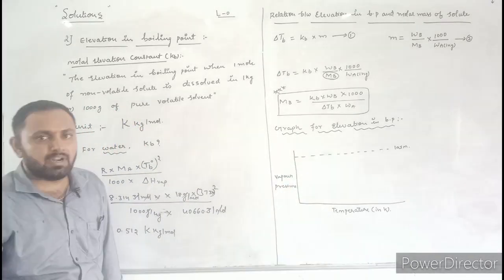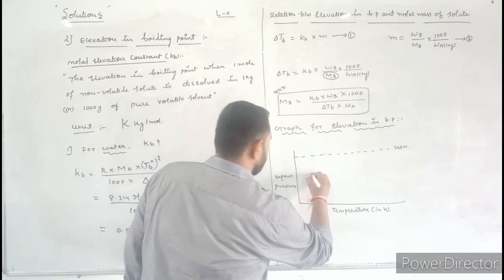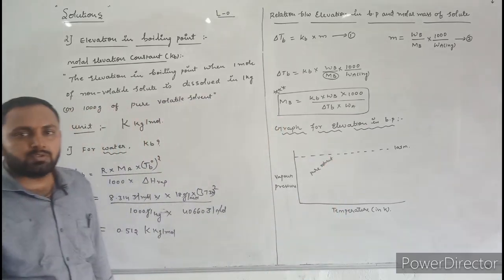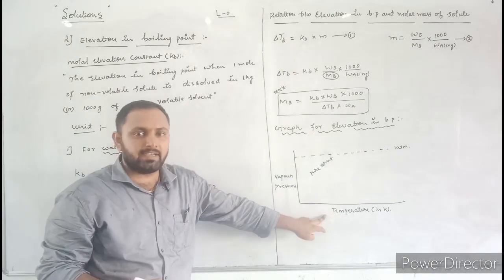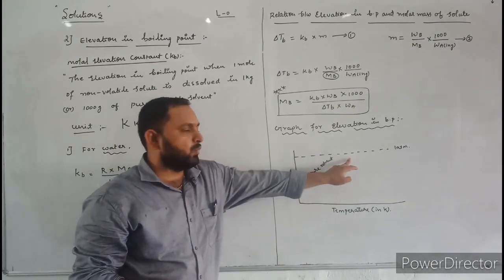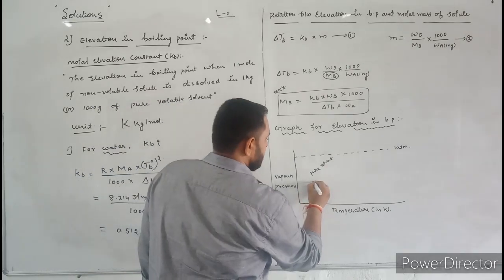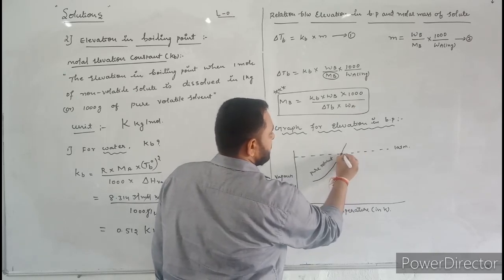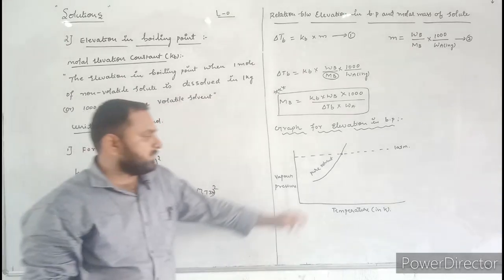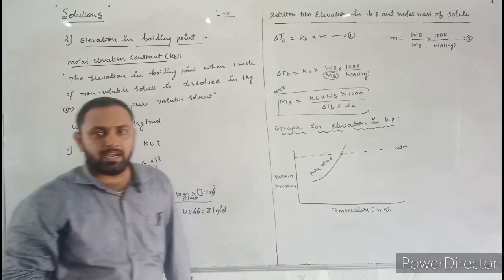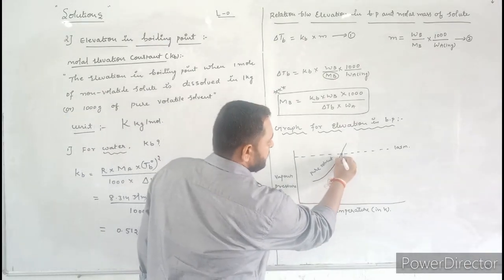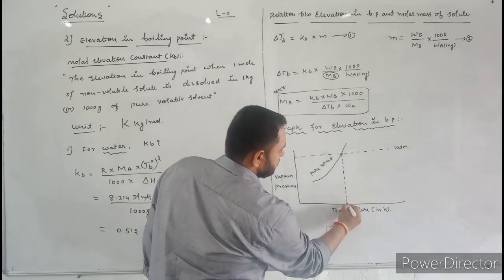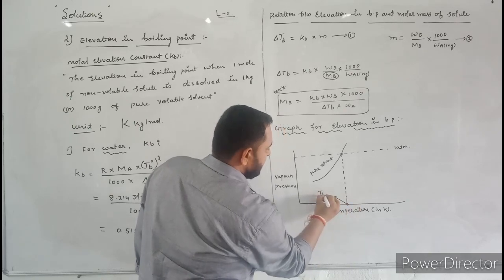Now, first let us plot a graph for pure solvent. Here, the vapor pressure of pure solvent increases as temperature increases until vapor pressure of water is equal to 1 atm. Here I will show. Here the vapor pressure increases as temperature increases until it becomes equal to 1 atm. At this point, the vapor pressure of pure solvent becomes equal to 1 atm. At this point, the temperature is called boiling point of pure solvent. This is represented by Tb naught.